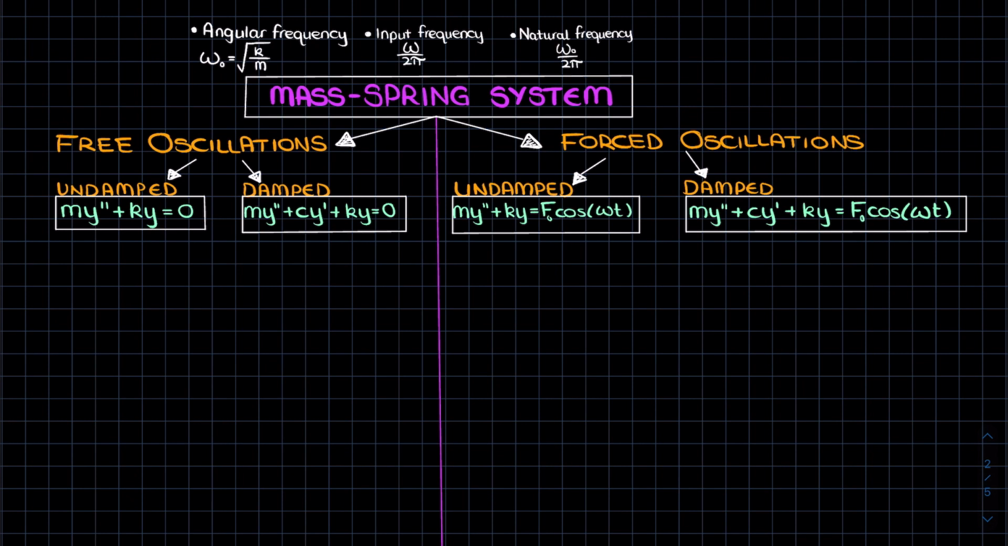All that means is that the free oscillations have their right-hand side set equal to 0, while the forced oscillations have a forcing term on their right-hand side, a forcing coefficient and either a sine or cosine function. Both free and forced are further broken up into undamped and damped. And all that means is that the undamped equations don't have a y prime term, whereas the damped equations do.